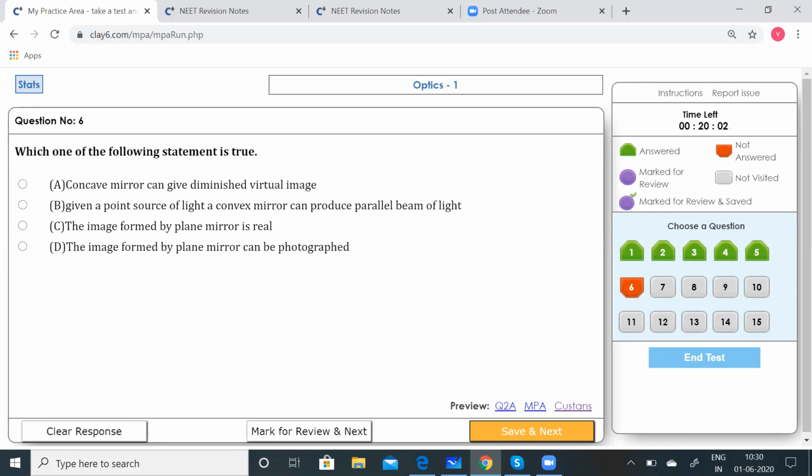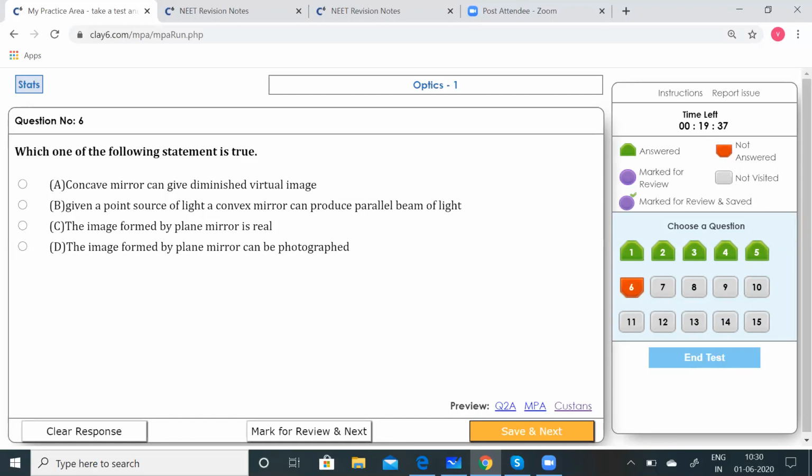Which one of the following statements is true? Concave mirrors can give diminished virtual image. Given a point source of light, a convex mirror can produce parallel beam of light. The image formed by plane mirror is real. The image formed by the plane mirror can be photographed.